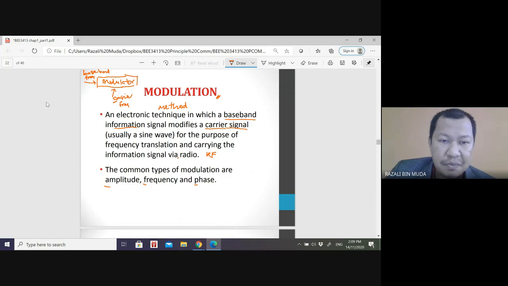So the output will produce something that has a different frequency from the baseband and carrier, or from the combination frequency of baseband and carrier, so that the carrier will carry this baseband signal before it is transmitted in the form of RF, radio frequency. The most common types are amplitude, frequency and phase. Amplitude is known as AM, amplitude modulation. Frequency is FM, and phase is PM, phase modulation.